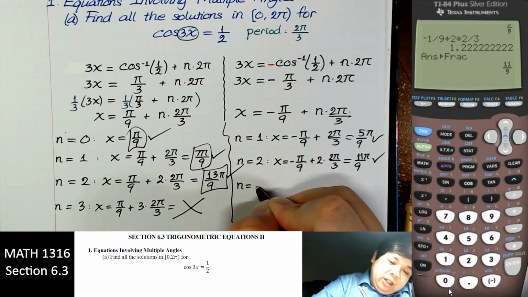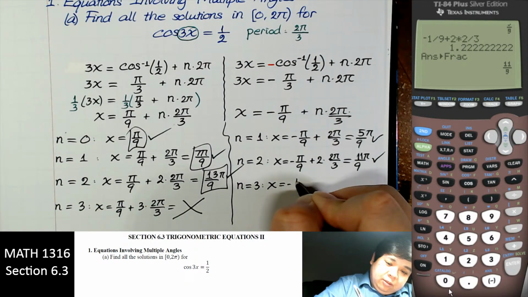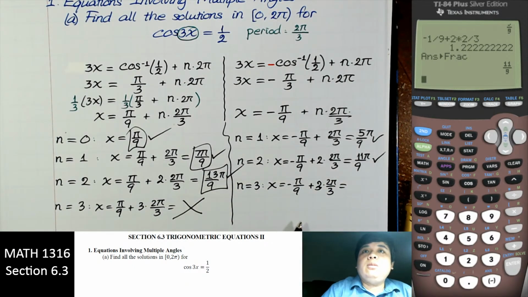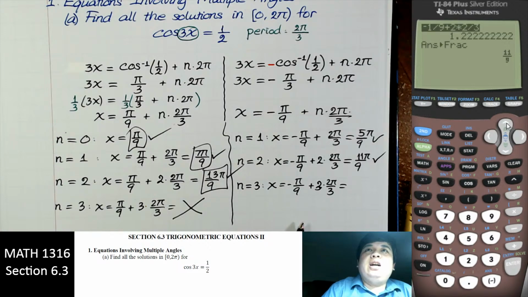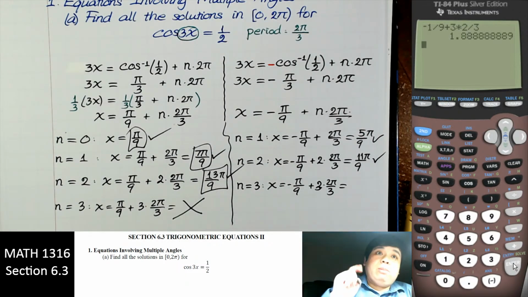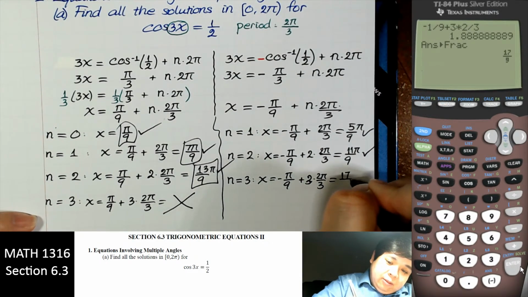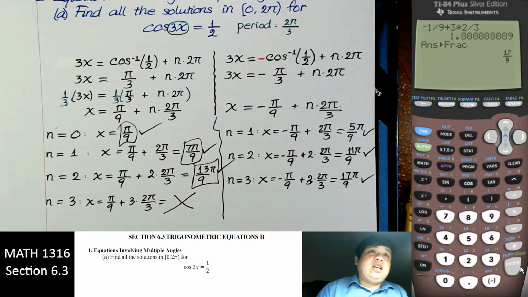Now n equal to 3. Negative 1, don't need to do that. Just go back there, highlight, hit enter, copy and paste, go back and change to 3. Alright, that's still between 0 and 2 pi. But the fraction is 17 over 9. Stick a pi to it, and that's still between 0 and 2 pi.